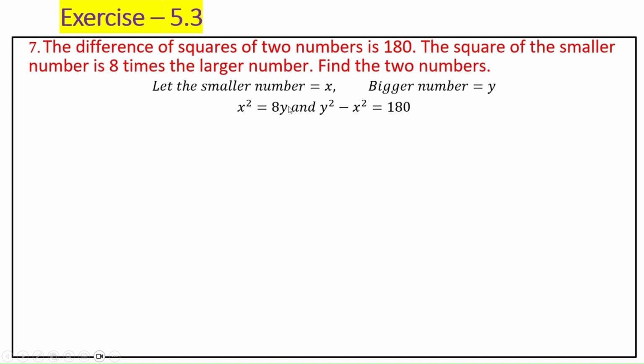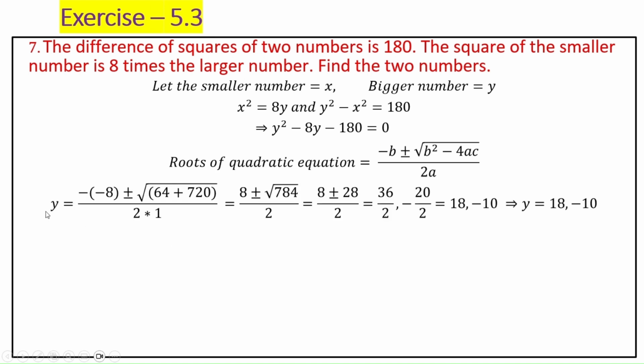Then the difference of squares of two numbers, that is y square minus x square, because y is greater than x, y square minus x square equal to 180. Now we can replace x square equal to 8y, so it will become y square minus 8y minus 180 equal to 0. This is a quadratic equation in y. So you apply the same thing again. So y is equal to, you have two values, that is 18 and minus 10.